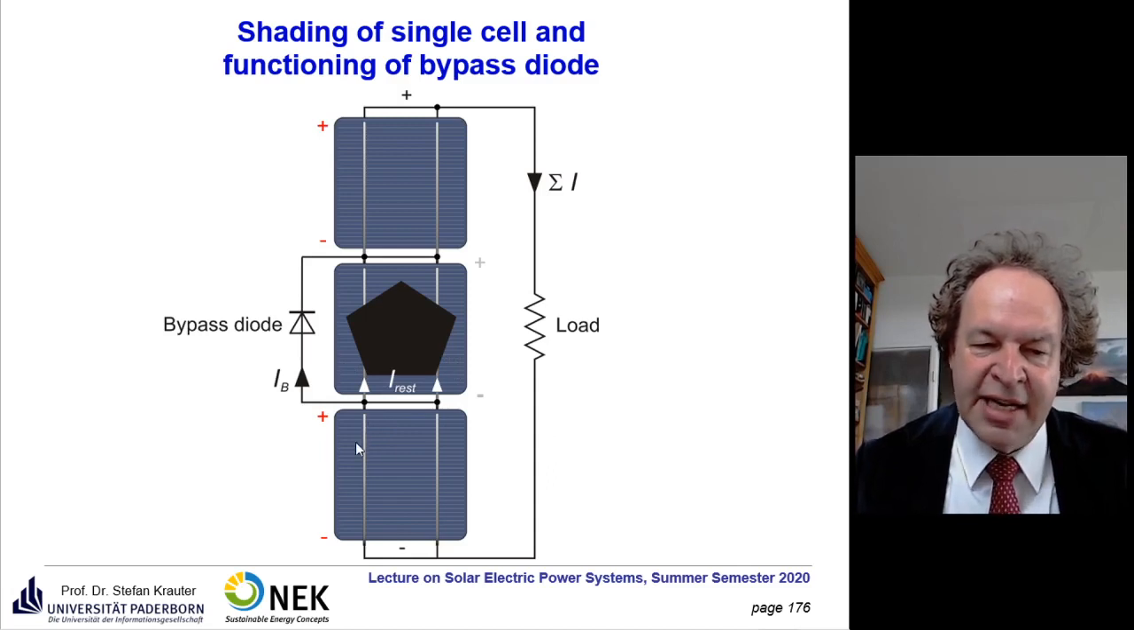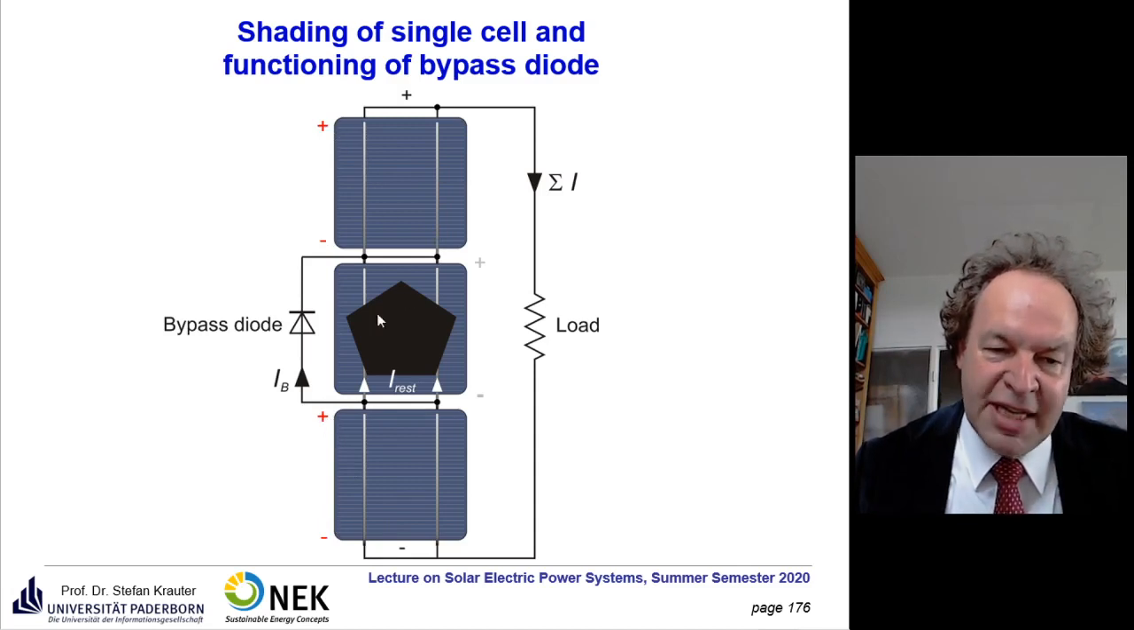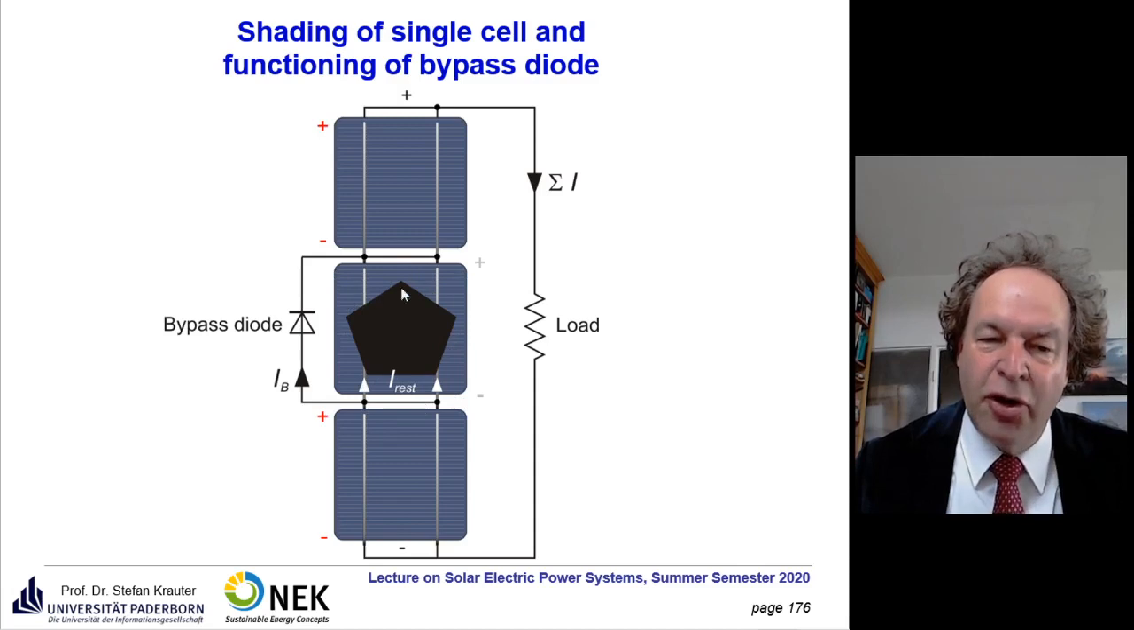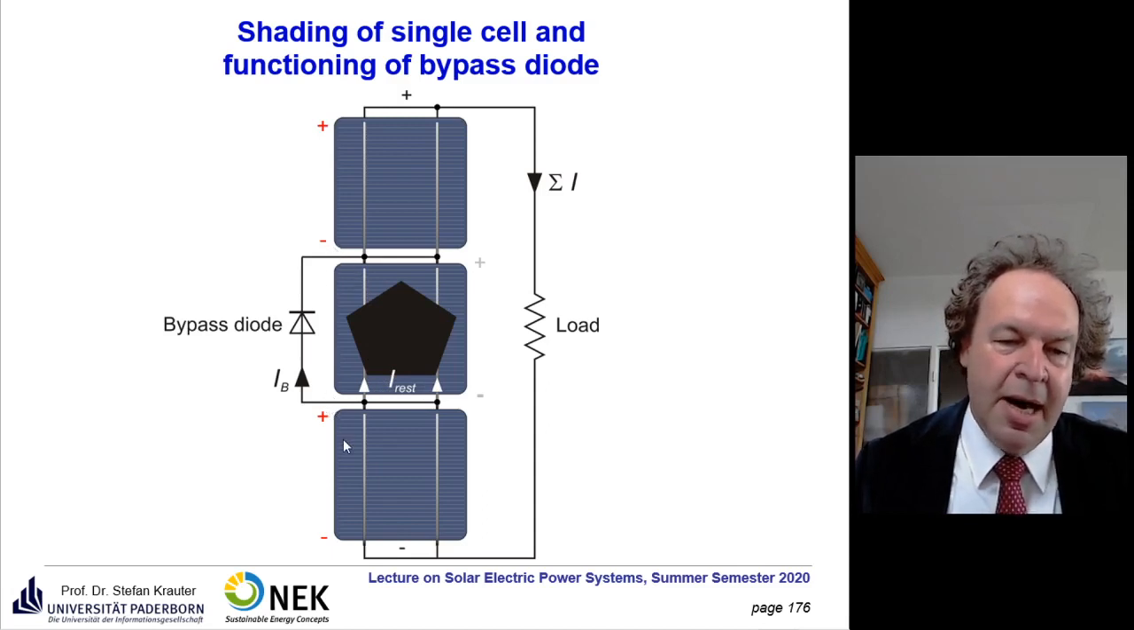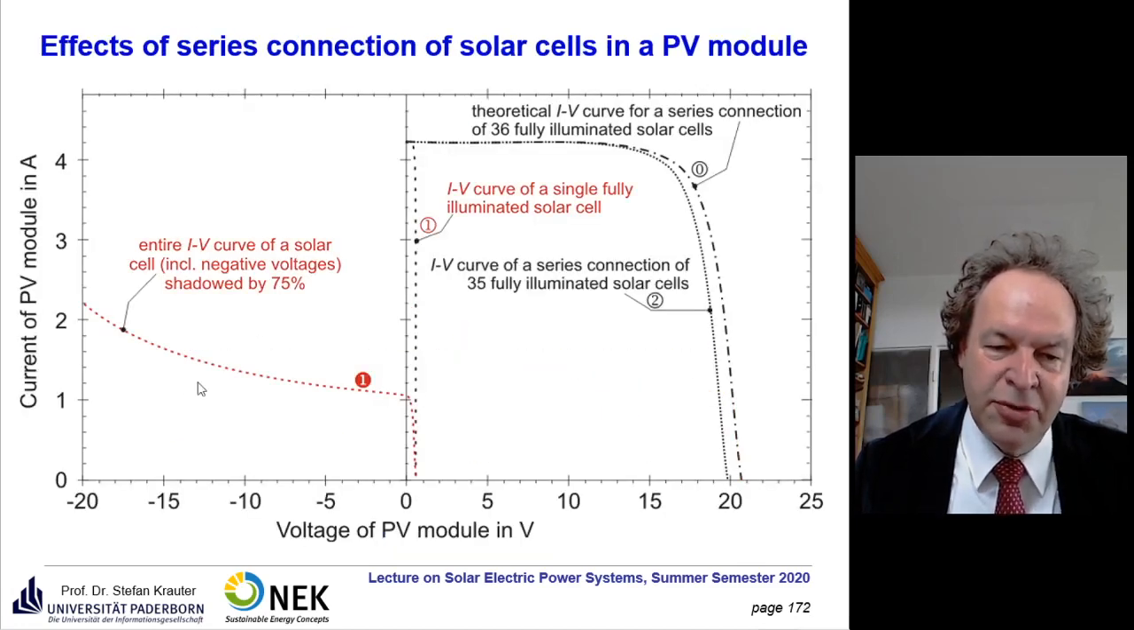If you take a look at the voltage, these other cells are still working. There's no current, but the voltage is still applied. So you have plus minus here, and then you suddenly have a reverse voltage on that solar cell. You have plus in the lower part of the solar cell and minus in the upper part. So you have a negative voltage on that solar cell, and that's important to consider. Therefore, on the IV curve of the solar cell we have to consider not only the positive part, but also the negative part. That's considered in the pictures before.